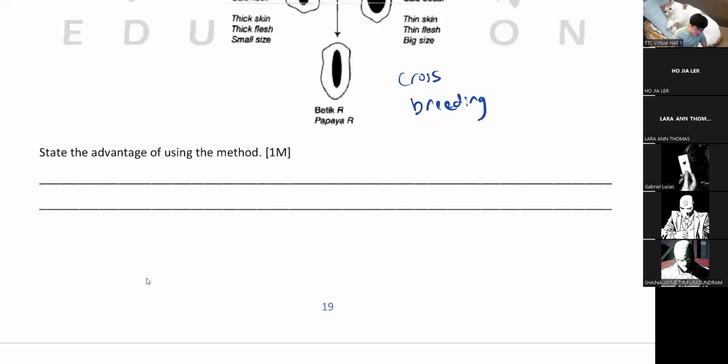So state the advantage. What's the good point of doing this? It produces a new variant, menghasilkan variant atau jenis baharu.